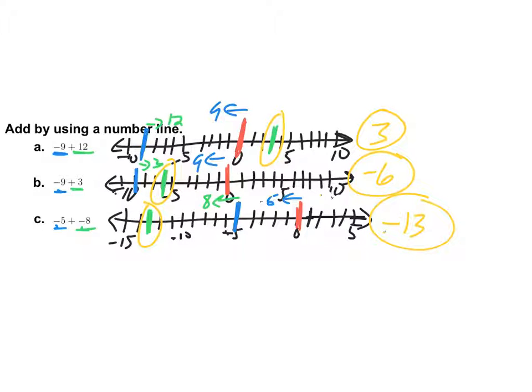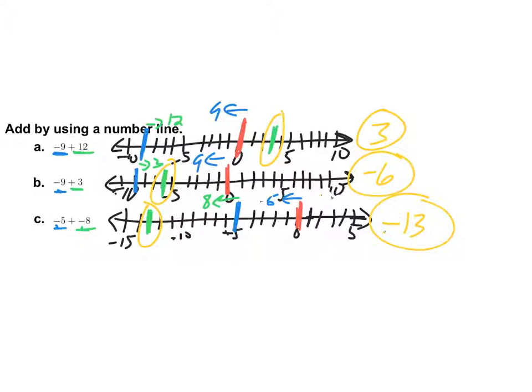For our first one, we always start at 0. Our first number is a negative 9, so from 0 we go to the left 9 and we hit this blue line here. Then the second number is a positive 12. We're doing positive 12, so we go back to the right 12, and we end up right here at positive 3. Positive 3 is our answer. The second one, we start at 0 again, that red line. Our first number is a negative 9, so negative means we go left, so we go left 9 to this blue line. Then we add to it a positive 3. Positive means we go right, so we go 3 to the right. And then we end up right here at negative 6.